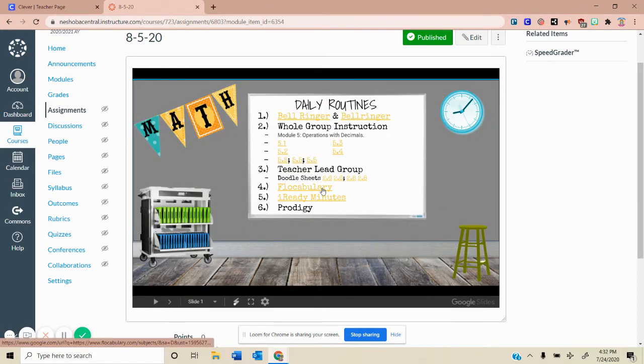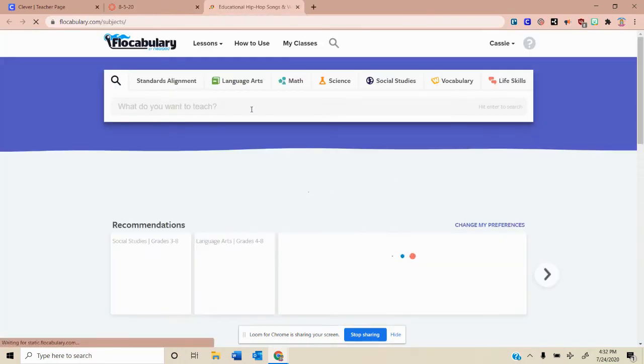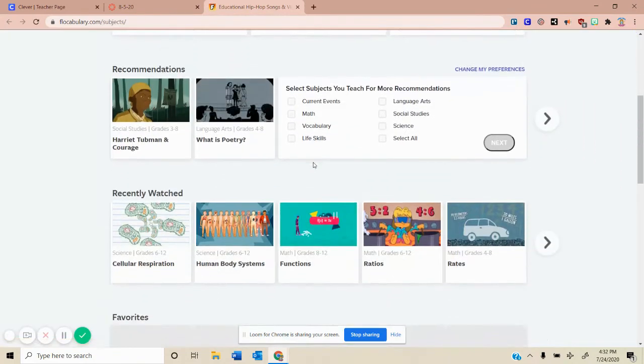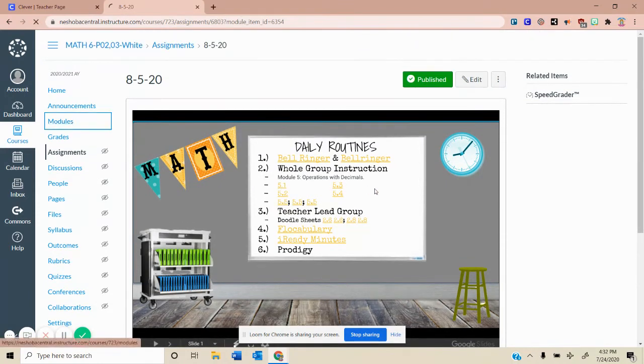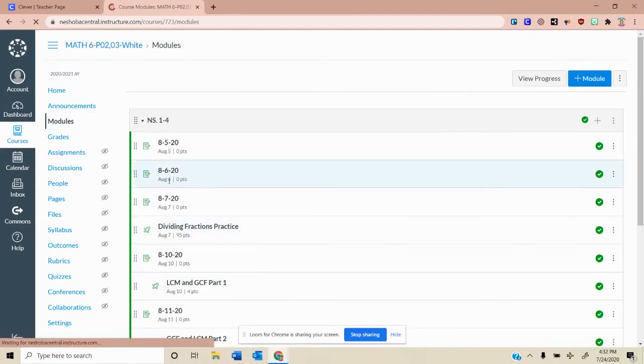So then we have vocabulary. When I click on vocabulary, it takes me straight to the vocabulary page. And this day, it's not very specific just because we're just kind of getting the hang of how this works. So remember, this is August the 5th. This is our first day of school. So let's take a second look at August the 6th.